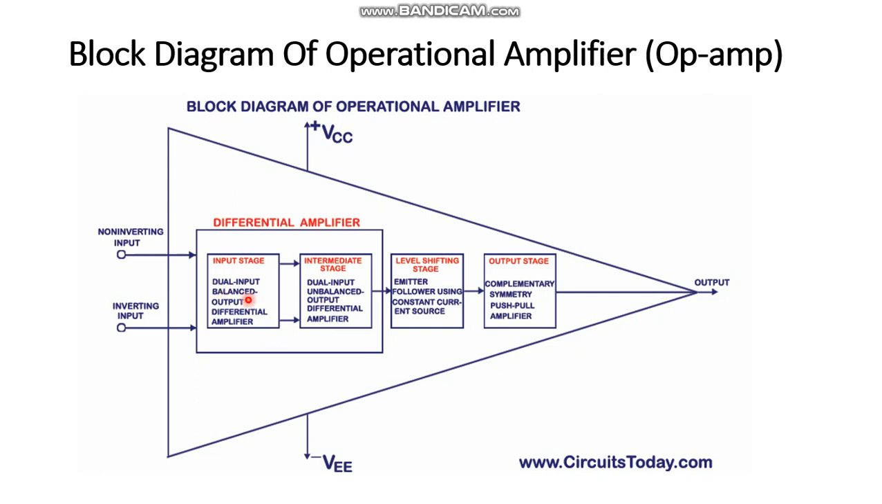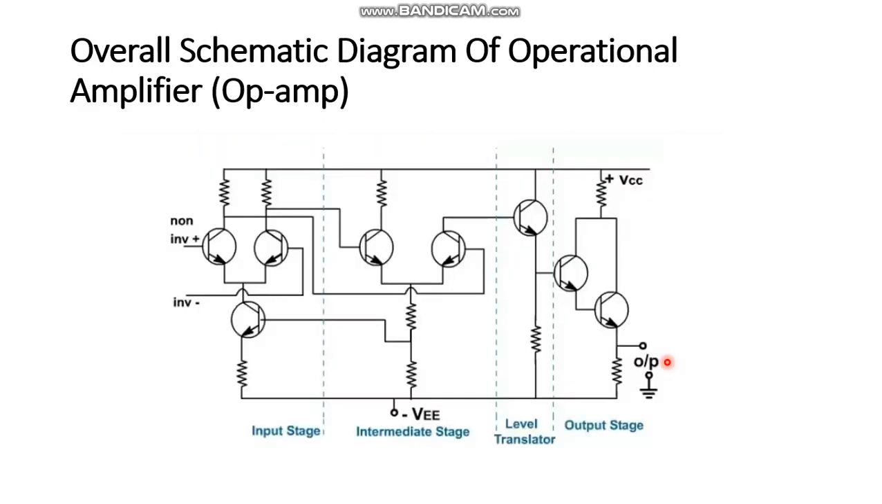These two amplifiers are very similar. We are connecting these two amplifiers back to back in order to improve the gain. We will discuss how to improve the gain in next slides. And level shifter stage, this is the emitter follower using constant current source. Okay. And output stage, this is the complementary symmetry push-pull amplifier. We will discuss one by one what are the purposes, what are the advantages of these stages, and why to connect these two similar amplifiers back to back. So these are the supply terminals, this is the output terminal.